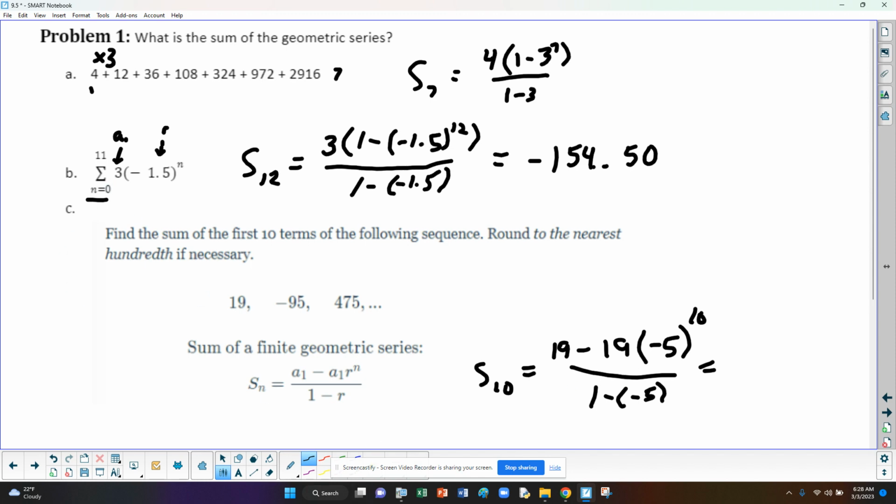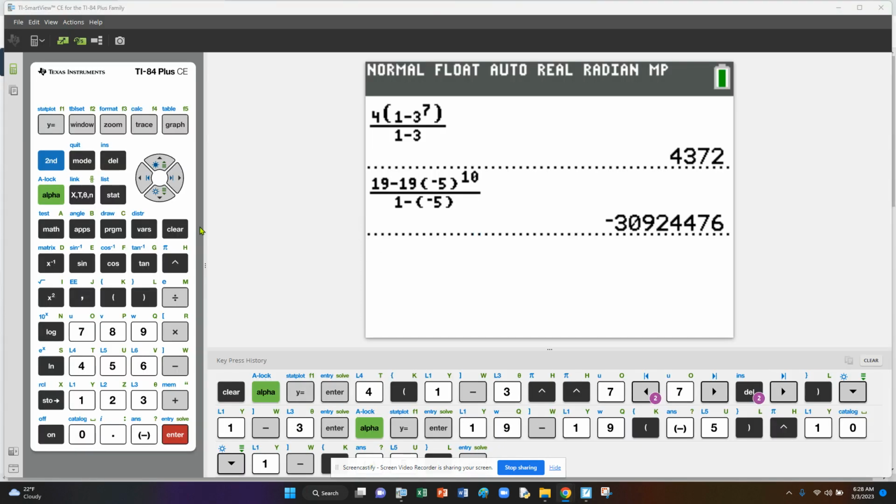But I'll go put that in my calculator and we'll get a result. So putting that in, I just use the alternate formula, distributing out that a sub 1, and we should get negative 30,924,476. So there's, kind of looking at all the different variations of how we can see these geometric series represented, and then how we can use a couple of different formulas to do that. And you can kind of choose which one you'd like to use.